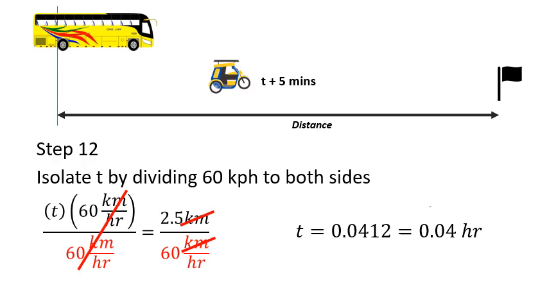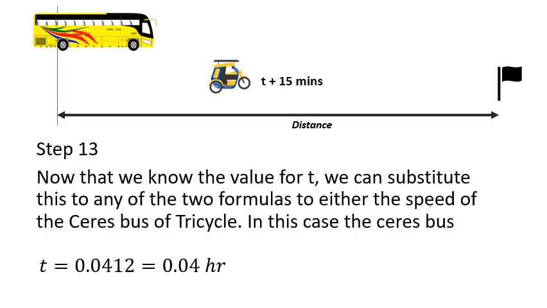We can divide both sides of the equation by 60 kilometers per hour to isolate time on one side. And so time therefore is equal to 0.0412, or is equal to 0.04 of an hour. Now that we have the value for time, we can substitute this to any of the two formulas, either the speed of the series bus or of the tricycle. In this case, we will be using the series bus.